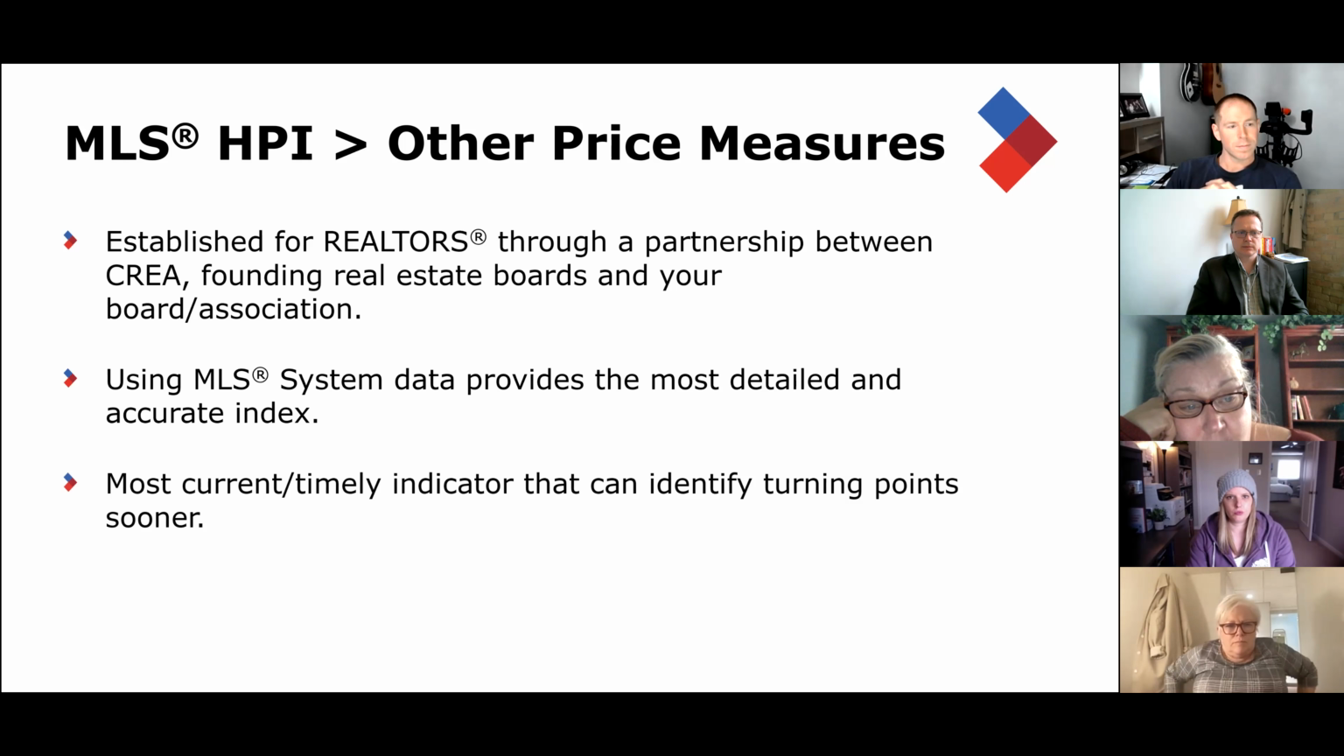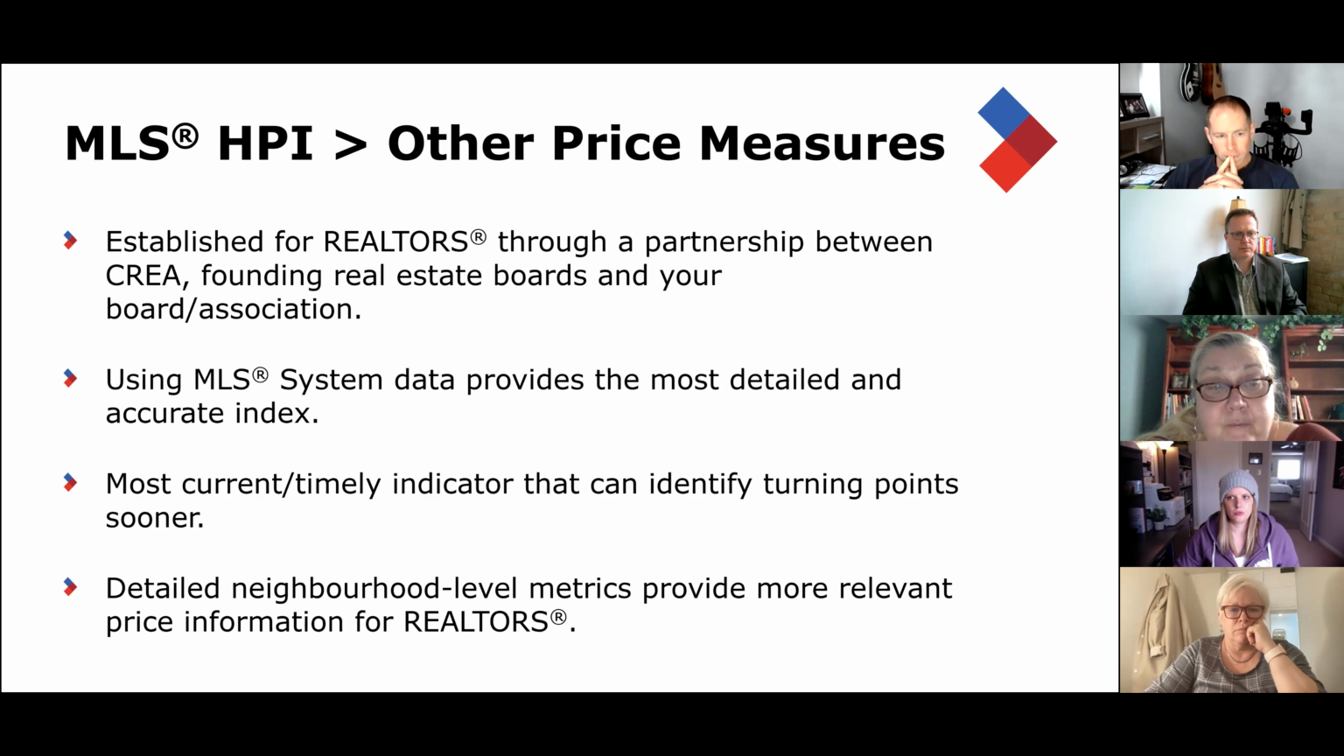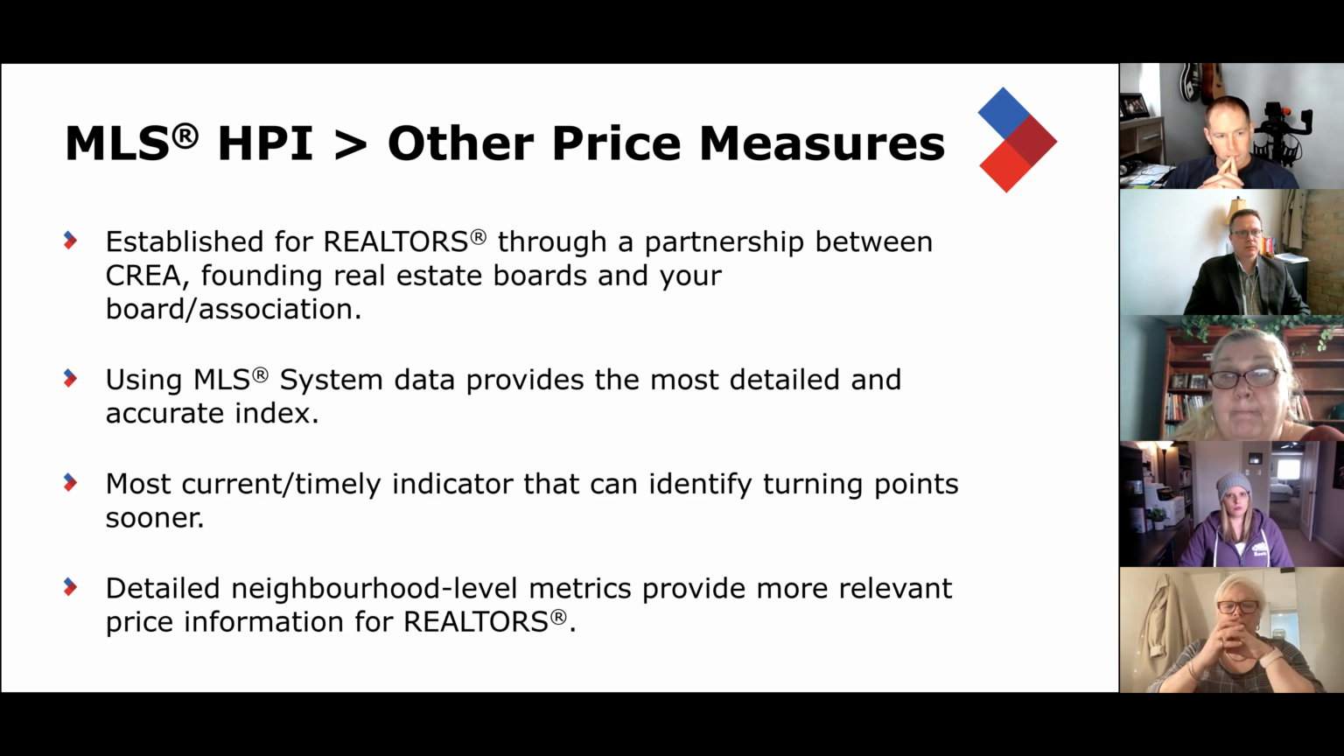And the HPI is a constant quality index that provides an apples to apples comparison over time. So what does that mean? It means that it can also enable meaningful month-over-month trends, and it can identify turning points sooner than other price measures. And as I mentioned before, the HPI also goes deeper. It goes beyond the usual market level stats. It goes all the way down to the neighborhood level, which is going to be the most useful for you when you're looking at market trends.